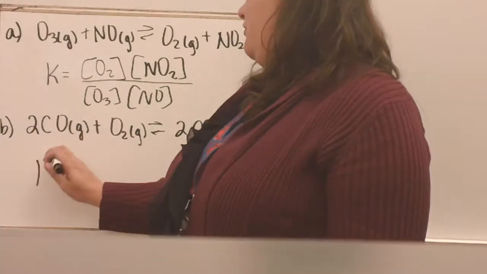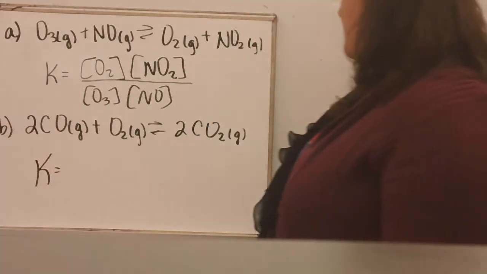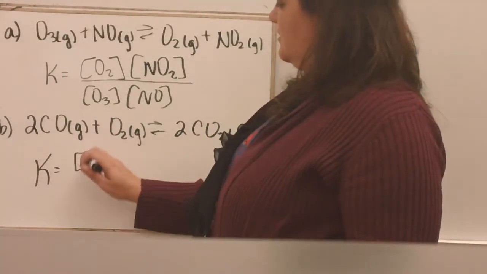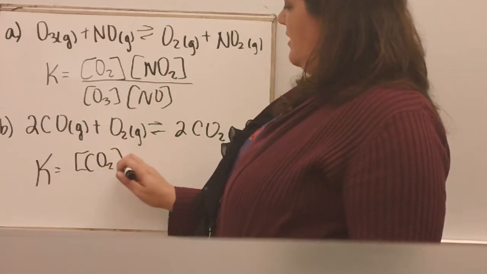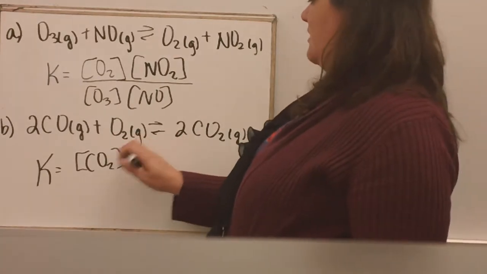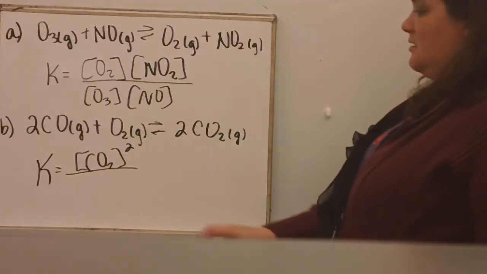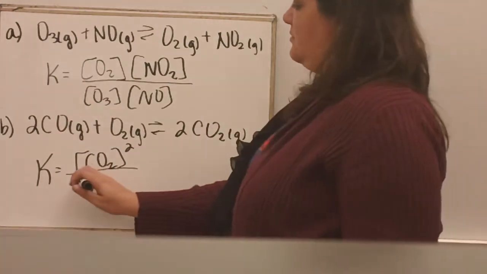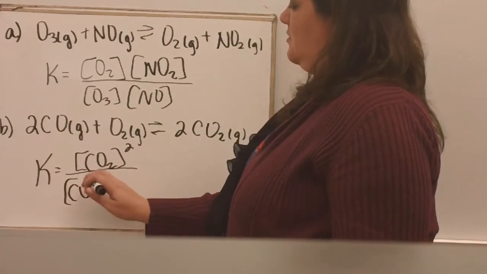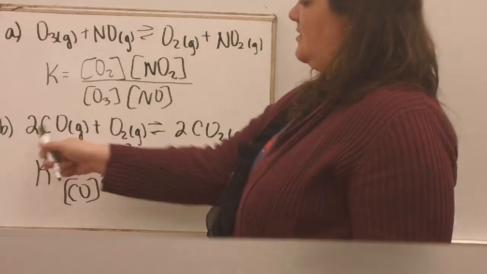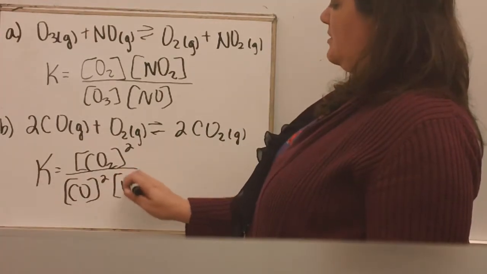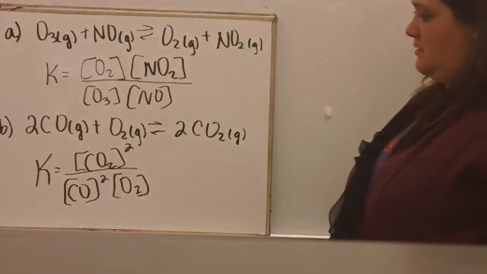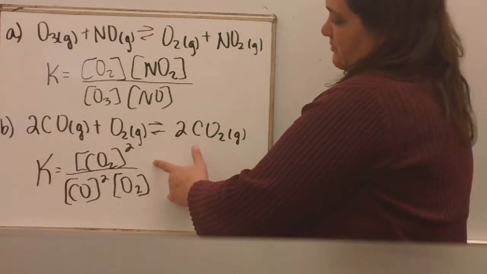The equilibrium expression for B, we would have the concentration of CO2, because that's the product, and that's going to be squared, because that's its coefficient, divided by the concentration of CO squared, because that's its coefficient, times the concentration of O2 to its coefficient of 1. And so that would be the equilibrium expression for B.